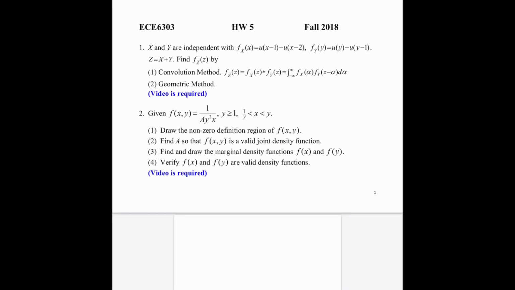Problem 2. Given f of x, y equals 1 over a times y squared times x, for y greater than or equal to 1, and x greater than 1 over y and less than y. Question 1. Draw the non-zero definition region of f of x, y.